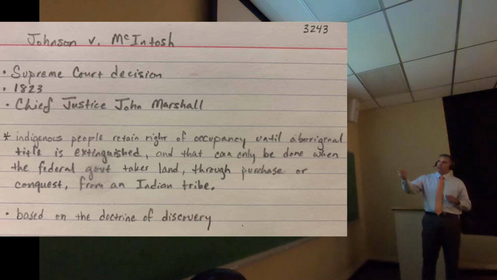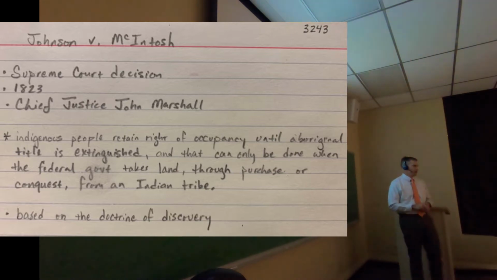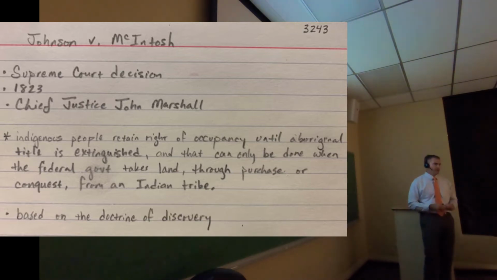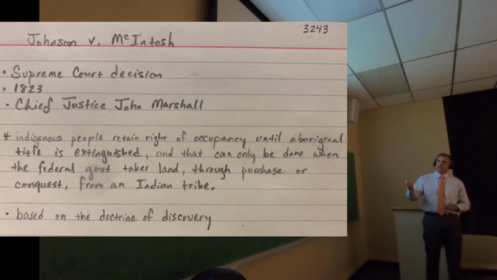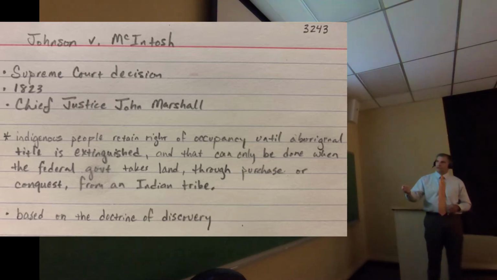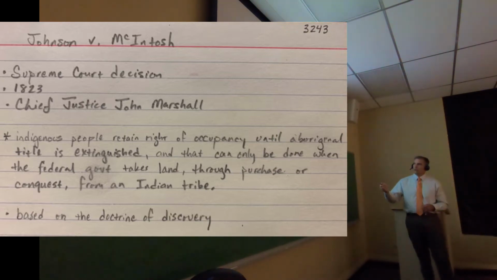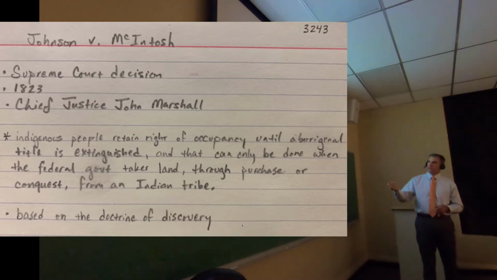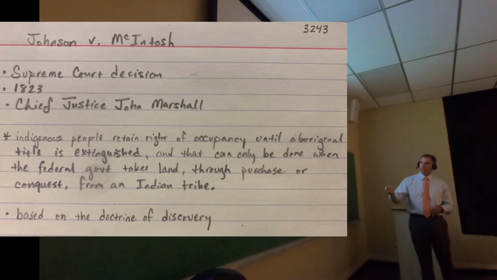So, Johnson versus McIntosh. This is one of the most important Supreme Court cases with reference to definitions of Indian sovereignty and Indian country. A decision made in 1823 under Chief Justice John Marshall. Basically, it found that indigenous people within the boundaries of the United States retain a right of occupancy until Aboriginal title is extinguished. And that can only be done when the federal government takes land through purchase or conquest from an Indian tribe.